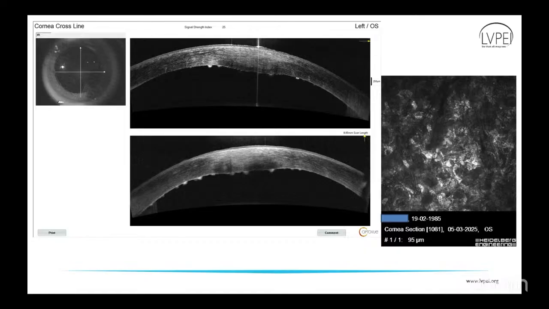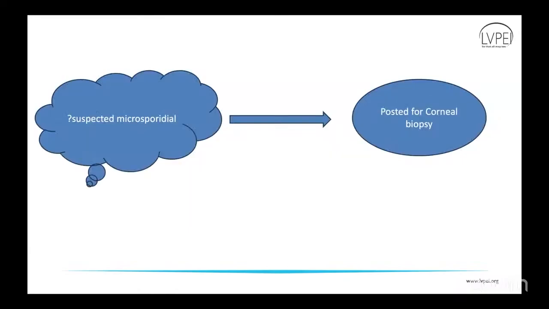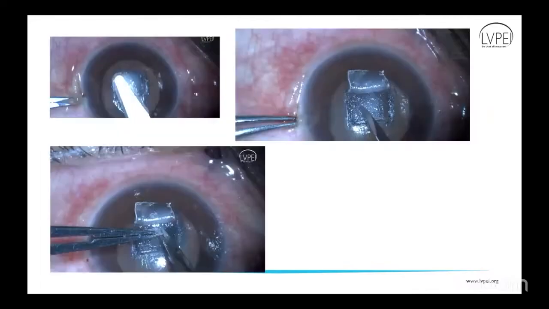As there was no epithelial defect or no material to scrape, we went ahead and did a confocal microscopy. But on confocal microscopy also, no clear-cut organism could be revealed. But there were pinpoint lesions that could be seen, which were somewhat suspicious of microsporidia. We went ahead and posted her for corneal biopsy. So a triangular shaped flap was made and the underlying scraping material was taken, and also a small amount of tissue was taken to send for histopathological examination.